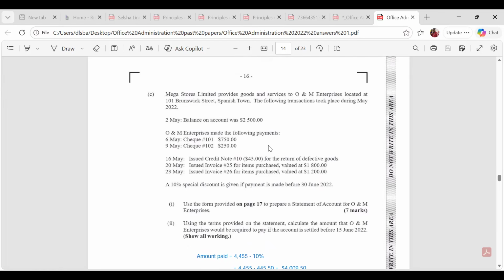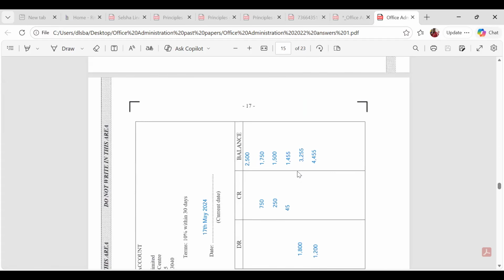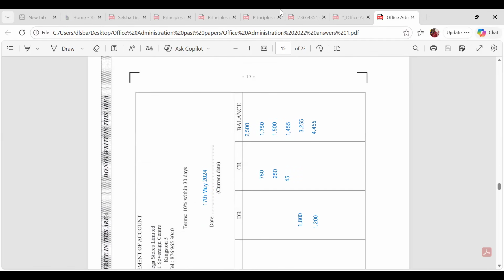So the statement of account will show how much a customer had outstanding, or how much they were owing, how much payments they made, and what their balance is. So let's see. The balance started off as 2,500. They would have made two payments towards their balance, and then they would have returned some goods. And then they would have purchased on credit again. So that same information is what we're going to put here.